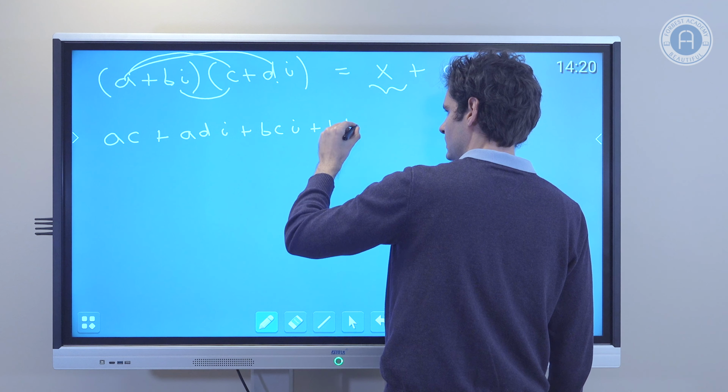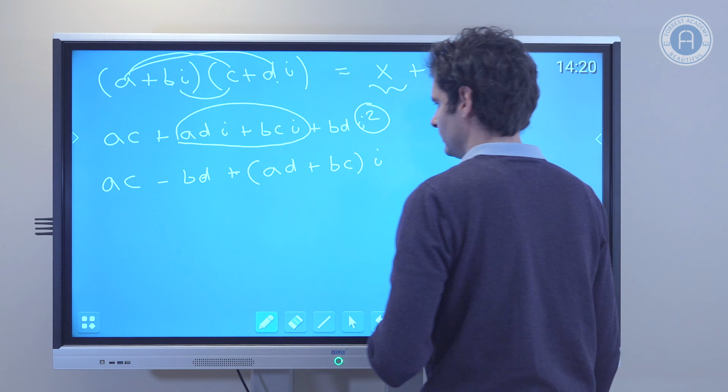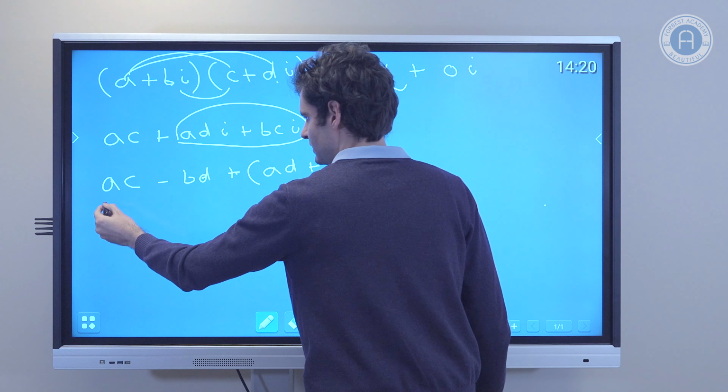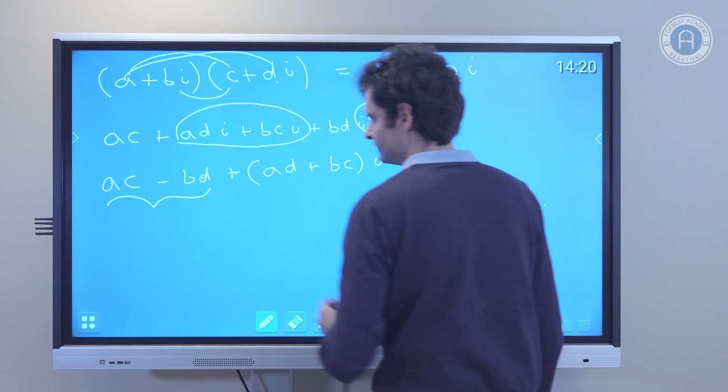Now i squared is just -1, so let's put here negative BD. And then for these two terms, I can factor out the i. Okay, so notice this is the real part and this is the imaginary part.